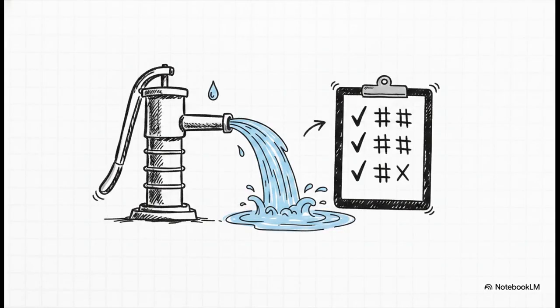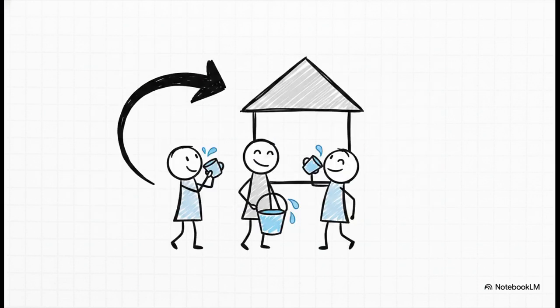Let's break these down, starting right at the bottom with the output level. Output indicators simply count what you physically delivered. Think of a coastal wash project. An output indicator here would just be the exact number of boreholes drilled in that coastal district. It's the immediate, tangible product of your work. Did you drill the borehole? Yes or no? And how many? Simple as that.